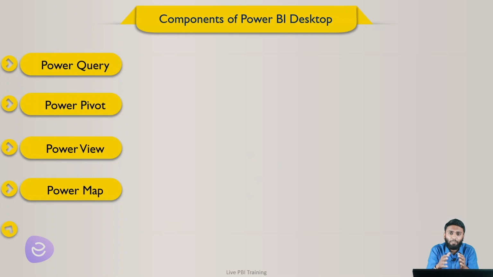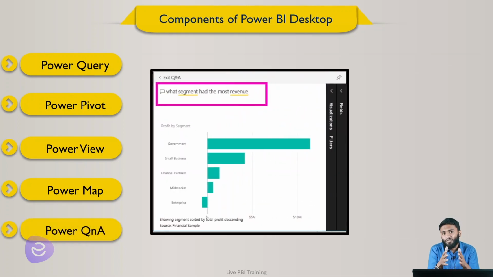The last one is the Power Q&A. For example, if you go to a new place, you want to know which is the best restaurant in that place, or you want to know where will I get the best veg food or non-veg food or anything like that. So what you will do, you will just search in Google, where do I get this, that and all. Similarly, in Power BI there is an option where you can search by just typing your questions in English.